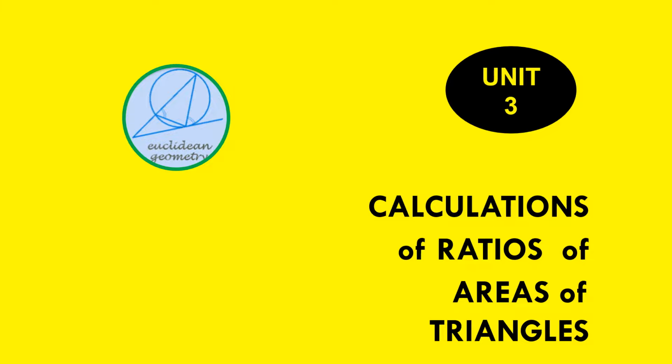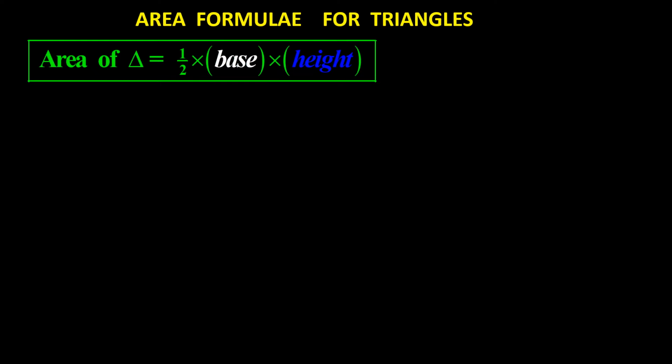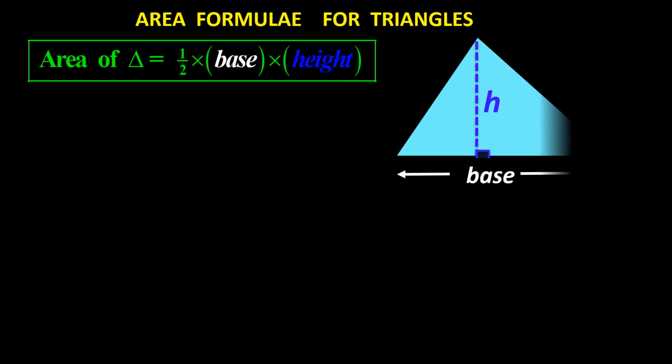In this unit, we're going to introduce you to calculations relating to ratios of areas of triangles. Let's just briefly look at the area formula for triangles. There are actually two. The very basic one: area of a triangle is half base times height. So if you have any triangle and you know the base length and you know the height, then you can calculate the area of a triangle. In our ratios of areas of triangles, we're going to make sure that the heights are the same. The key there is the height.